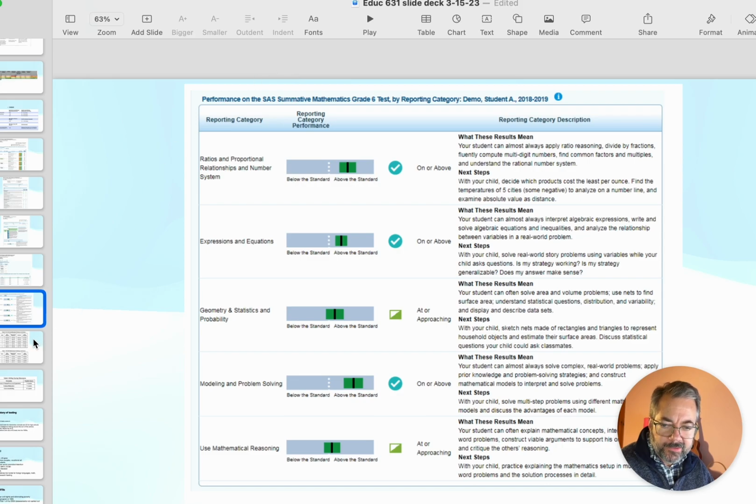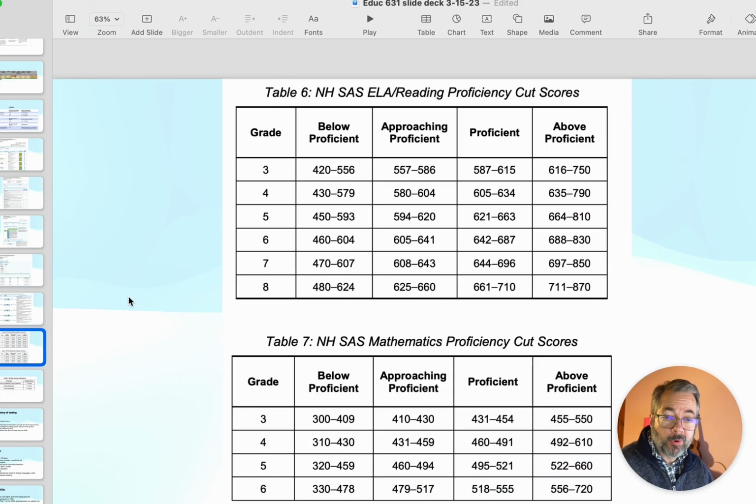Now, this is probably a little more important, also easier to read. There's a term called cut scores. I didn't put that in the vocabulary, but if you've never heard of that, that's a term you will use if you haven't already. A cut score is the different levels, in this case, below proficient, approaching proficient, proficient, and above proficient for each grade. So you can see that, let's just take grade 3, for example, in the ELA reading. If you are hitting a 616, you're above proficient, 587 for proficient, 557 for approaching, and so on.